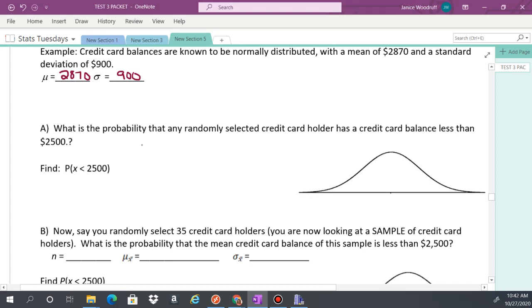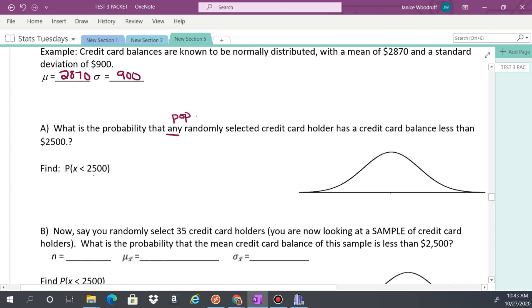So again, we are not given the context of a sample. So you have to take a step back when you do the problem and say, am I given a population or am I given a sample? And then from there, what calculation am I going to use? Here, any randomly selected credit card holder tells us population. So find the probability that X is less than 2,500.